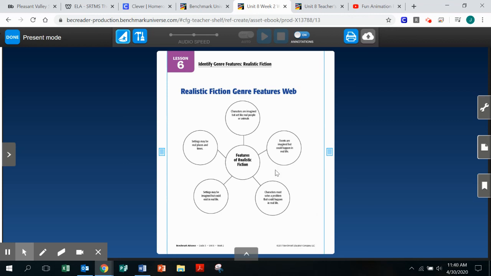Okay, you're going to have a chart in your classroom to work with regarding these kinds of features. Good luck.